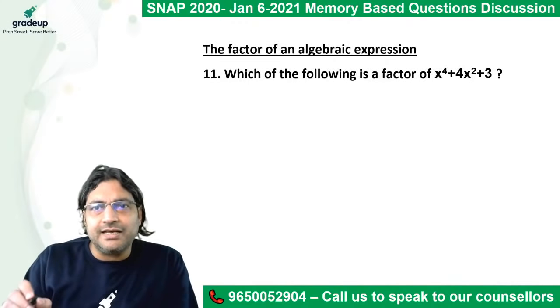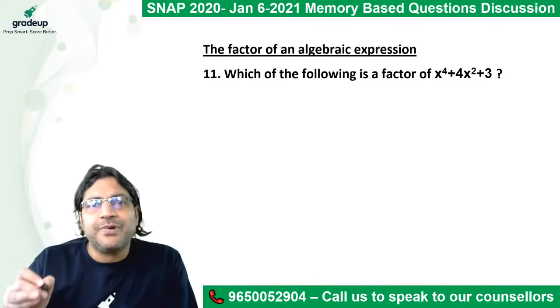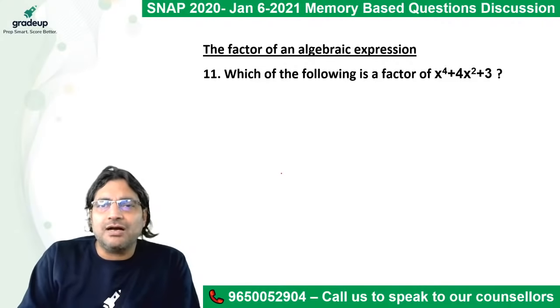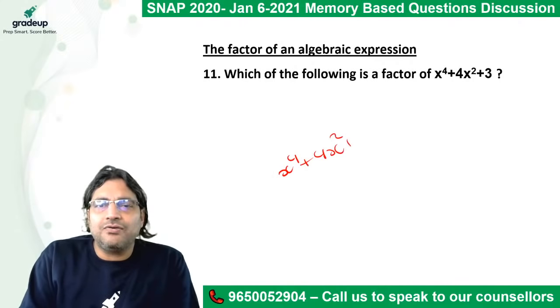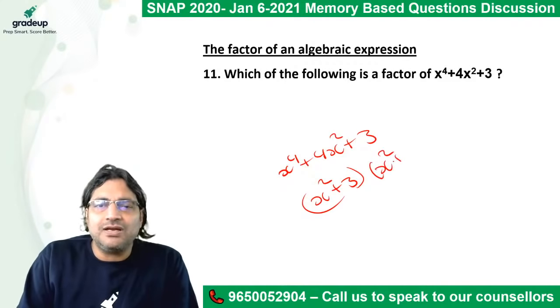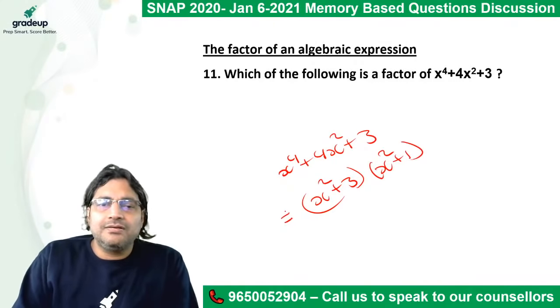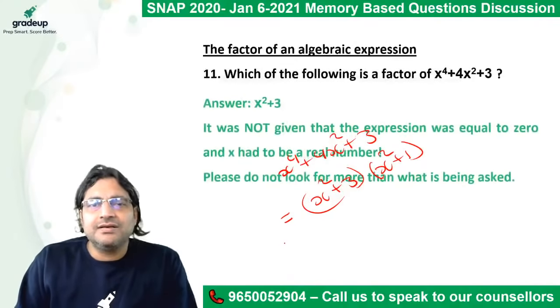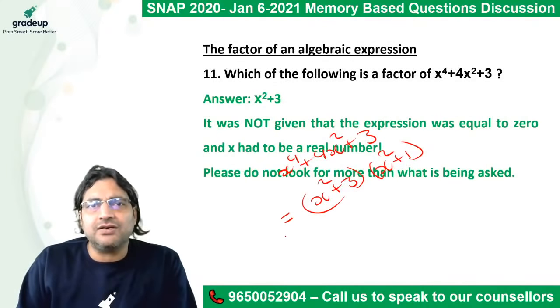Here, is it an equation? No, this is just an algebraic expression. And mind you, can't we write x4 plus 4x squared plus 3 as x squared plus 3 into x squared plus 1? Is not x squared plus 3 a factor of this? So of course the answer was x squared plus 3.